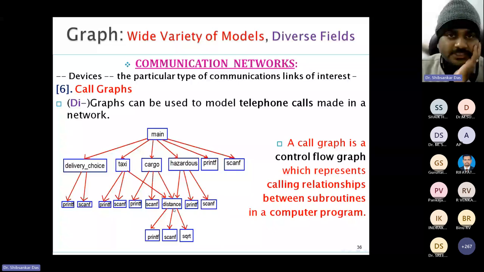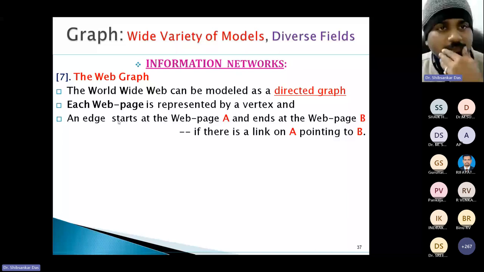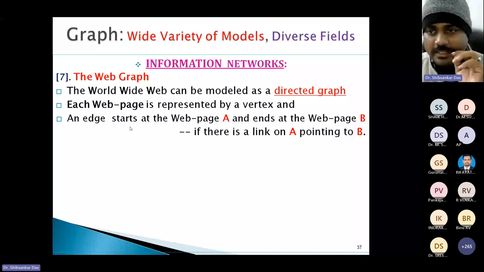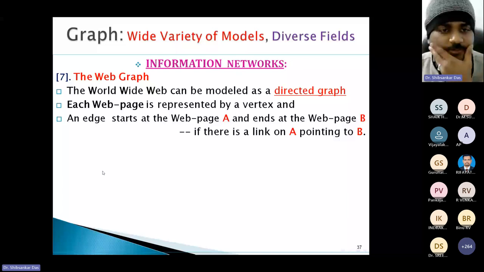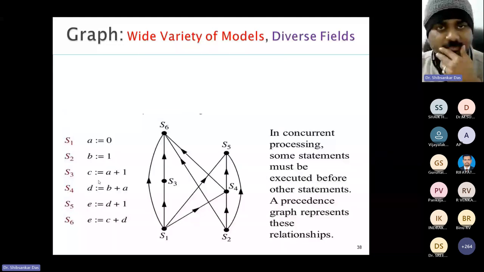Now the area of information networks: the World Wide Web graph, called the web graph. The World Wide Web can be modeled by a directed graph. Each website or web page is represented by a vertex, and if there is a link in web page A that leads to web page B on clicking, there is a directed edge from A to B. Similarly, papers make several citations, so there can be citation graphs.